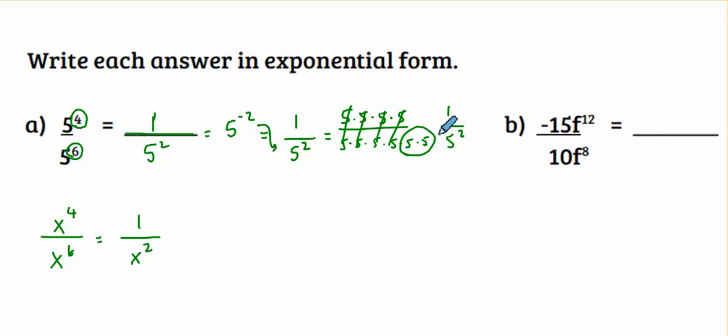So I've just shown you 3 different ways to do this. It would be 1 over 5 squared, and I also wrote 1/25 because you could have evaluated that. But I did say to leave it in exponential form.